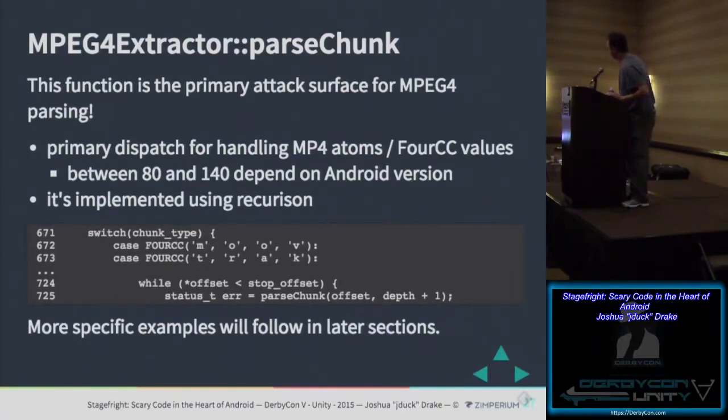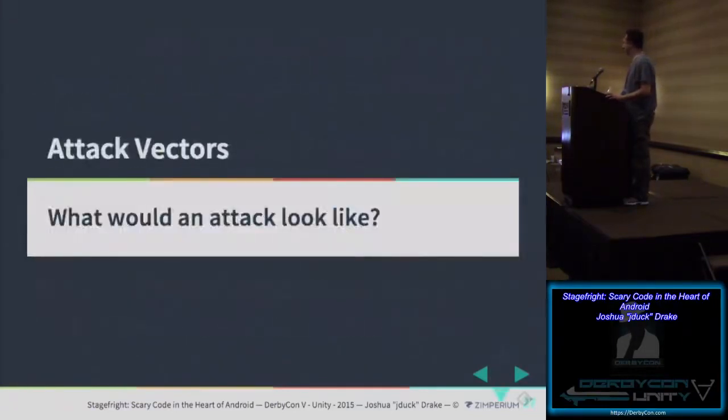And you can see here there's an example where, if it's an MOV or if it's TRAK, then we're going to go ahead and call myself with different offsets and stuff. Funny point there: between 80 and 140 tags are supported from the MP4 files, depending on Android version. I think 80 was a number I pulled out of 2.3, and 140 is a number pulled out of 5 dot something or other. So they've clearly been developing this over time still.